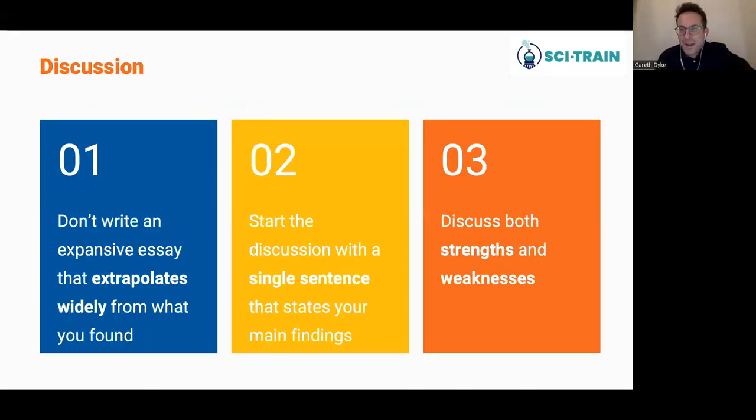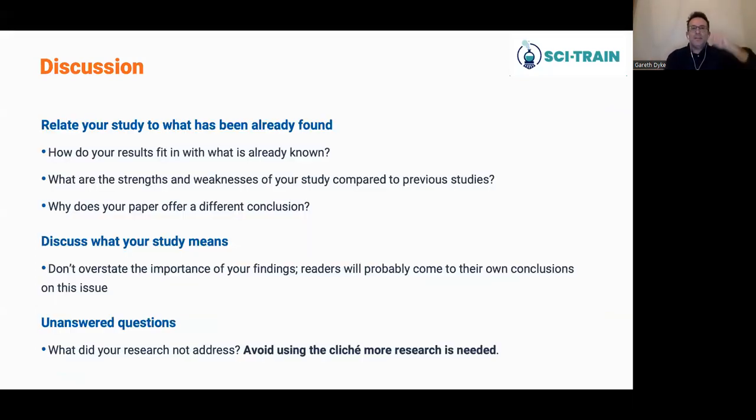So we don't want an expansive essay that goes all over the place. Start your discussion with a single sentence that states your main findings, and don't forget to discuss those strengths and weaknesses as well. In a well-written discussion section, relate your study to what's already been found. Discuss what your study means and give the readers those unanswered questions. But do not, no, do not finish your paper with a sentence like, more research will be needed if we are ever to fully address this question, or further research will be required.